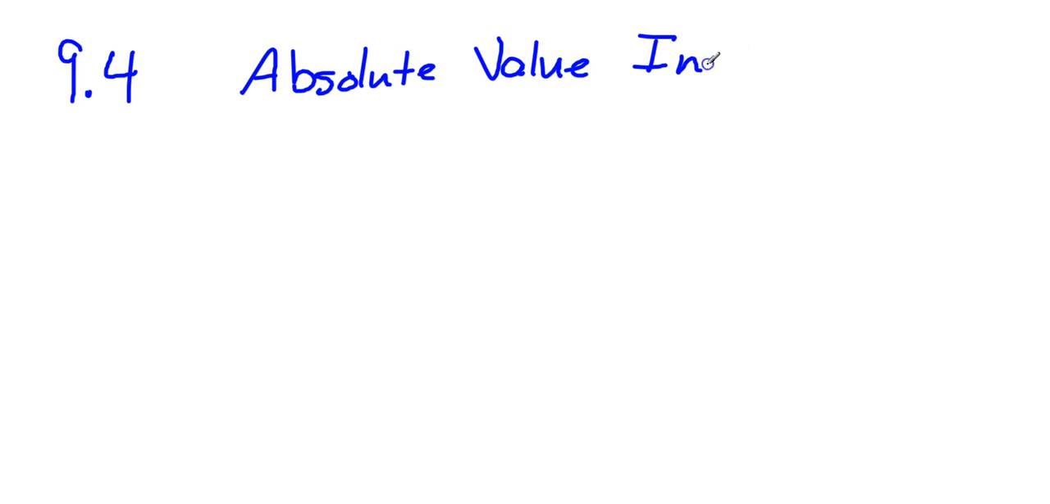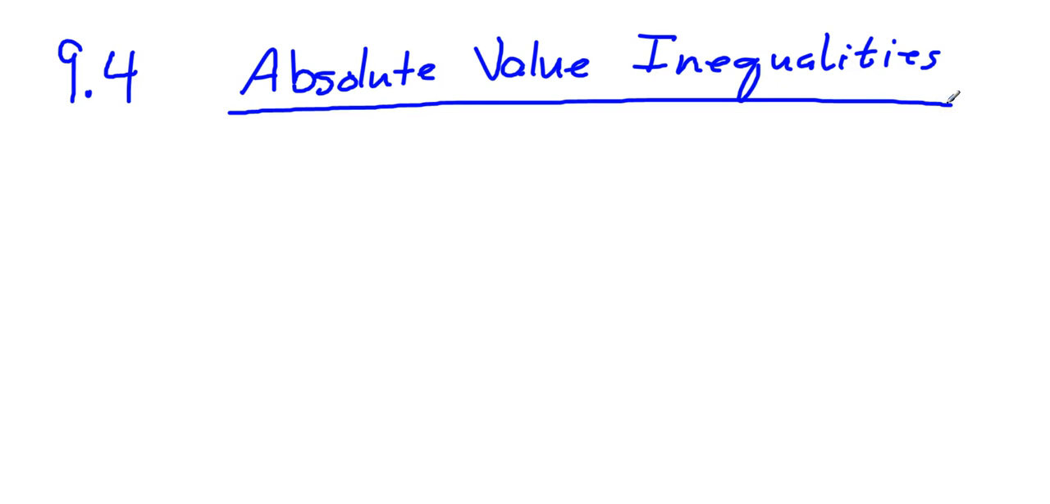9.4, we're looking at absolute value inequalities. And basically, what we're going to do is go back to the less thans and the greater thans, the and/or statements that we had before, and we're going to turn the absolute value inequalities into either an and statement or an or statement.